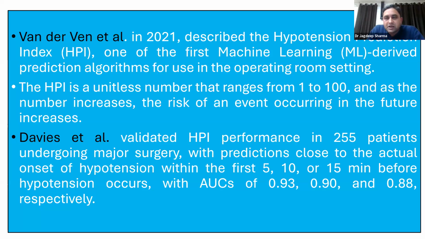And he validated the HPI performance in 255 patients who were undergoing major surgery, and the predictions close to the actual onset of hypotension, within the first 5, 10, or 15 minutes before hypotension, had an area under the curve of 0.93, 0.9, and 0.88 respectively.